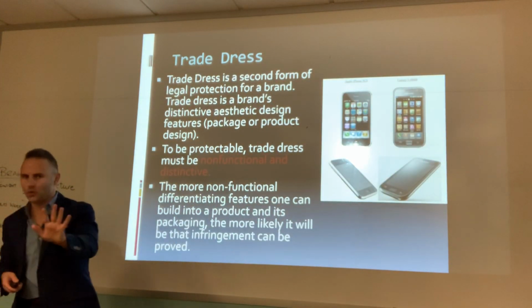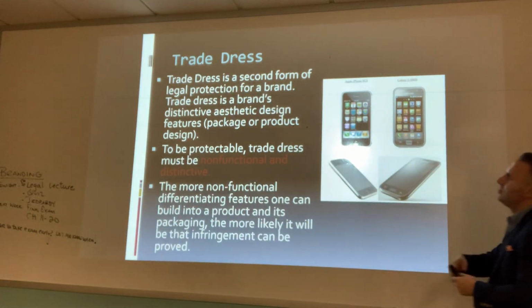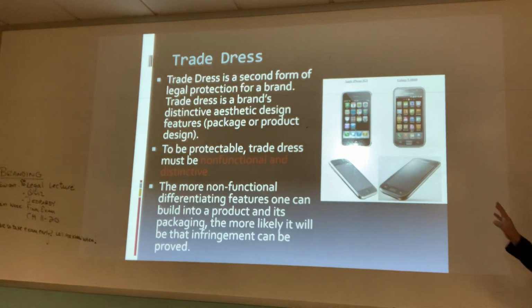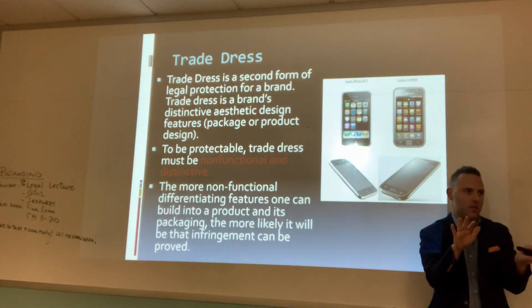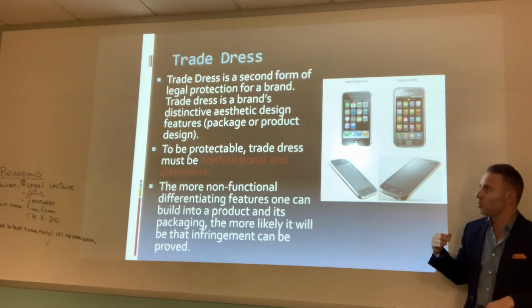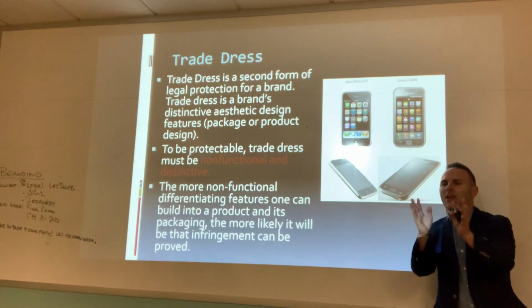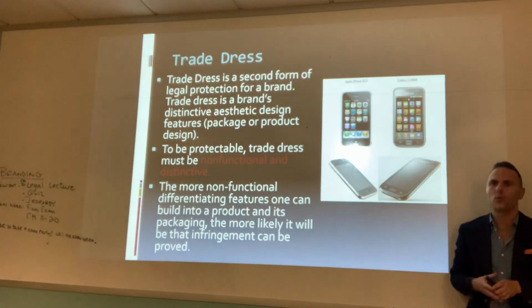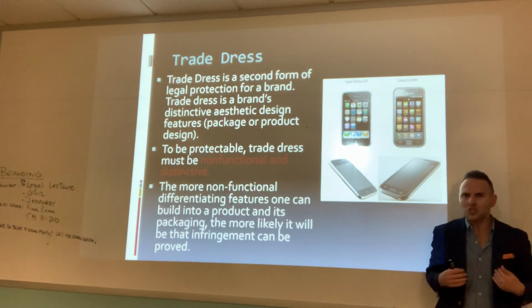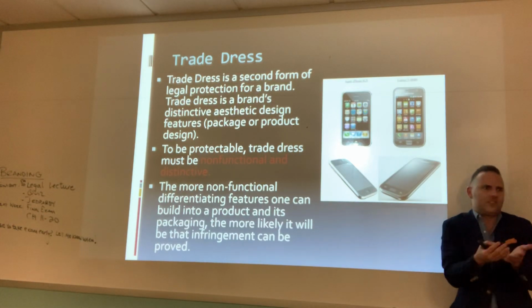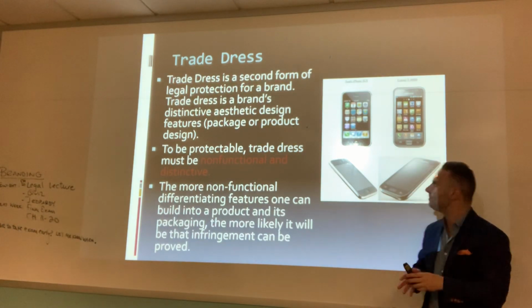Topic number one done, the rest are quick, I promise. Number two, trade dress. Trade dress is the distinctive but aesthetic-only components of a product. These are aesthetic elements of a product, but they're not functional. One example would be the Coca-Cola bottle. I always use that example. It doesn't do anything, it has no function, but it is a distinctive aesthetic.